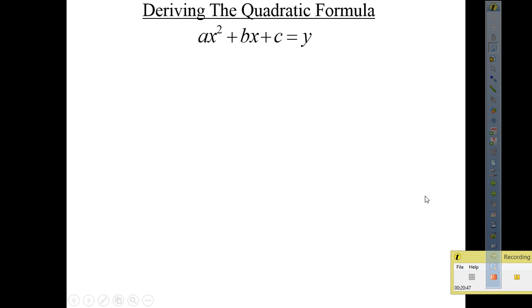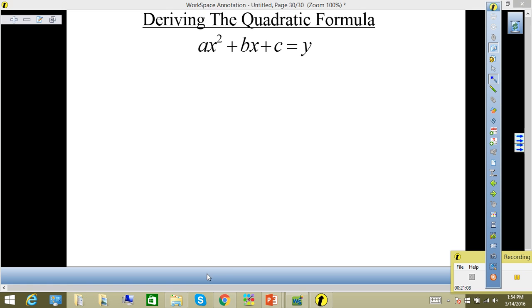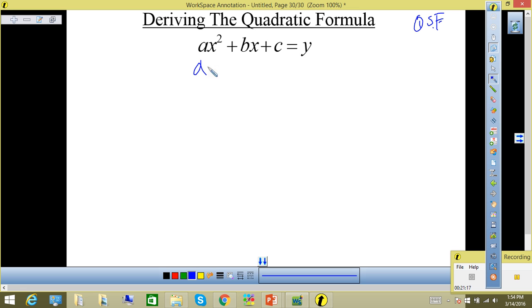All right, so let's do this one together. Ready? Victor, step one. Standard form. Is it in standard form, everyone? Yes, so we just change y to 0. ax squared plus bx plus c equal to 0. Pass it to someone. Joel, step 2.